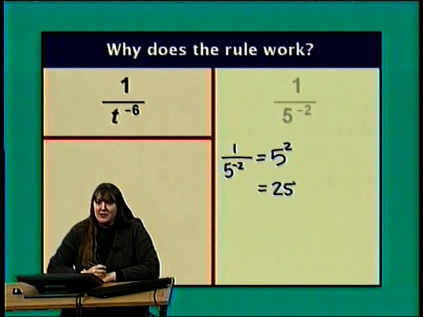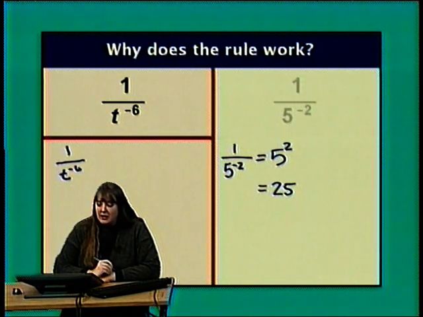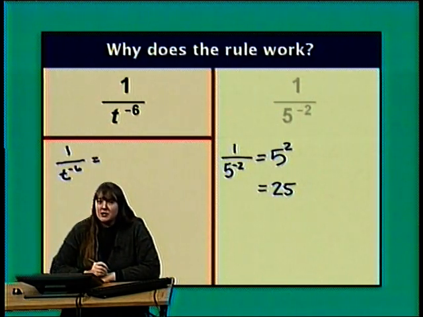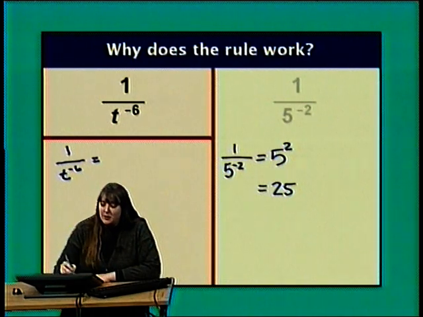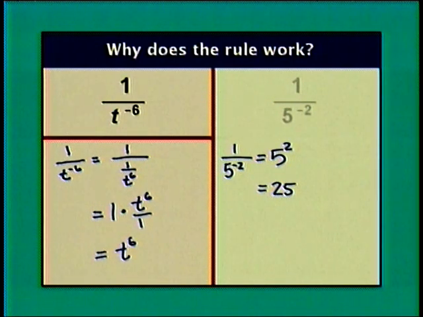But let's think about why this consequence works. 1 over t to the negative 6. If we just go back to our definition of negative exponents, t to the negative 6 is the same as 1 over t to the positive 6. So we have 1 divided by the fraction 1 over t to the positive 6. We can rewrite that as a multiplication problem if we multiply 1 by the reciprocal of 1 over t to the 6th, which is t to the 6th over 1. Simplifying, we just have t to the 6th, which shows where this consequence of the definition of negative exponents comes from.